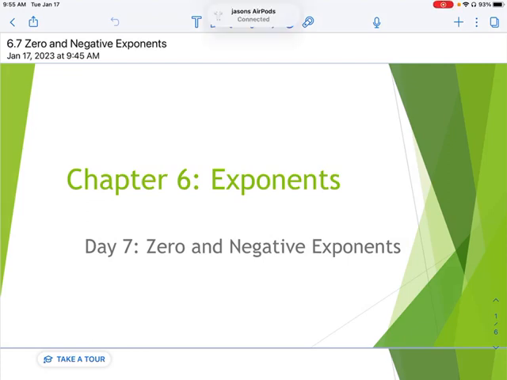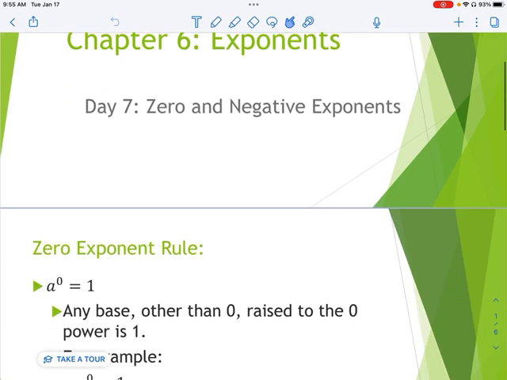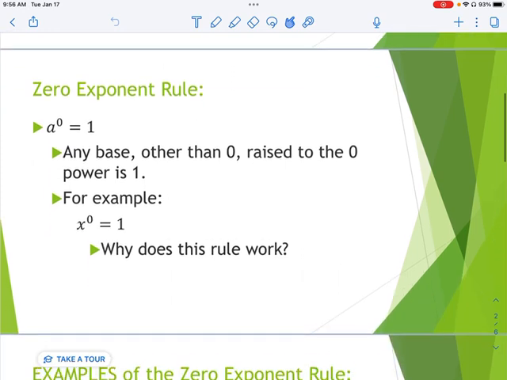Still in chapter 6, talking about exponents, and today we're going to approach our final two exponent rules that we will be talking about in this chapter, and that is the zero and negative exponents. So when you are done with this lesson, you should know how to operate with zero exponents and with negative exponents. So the first one we're going to approach is the zero exponent rule.